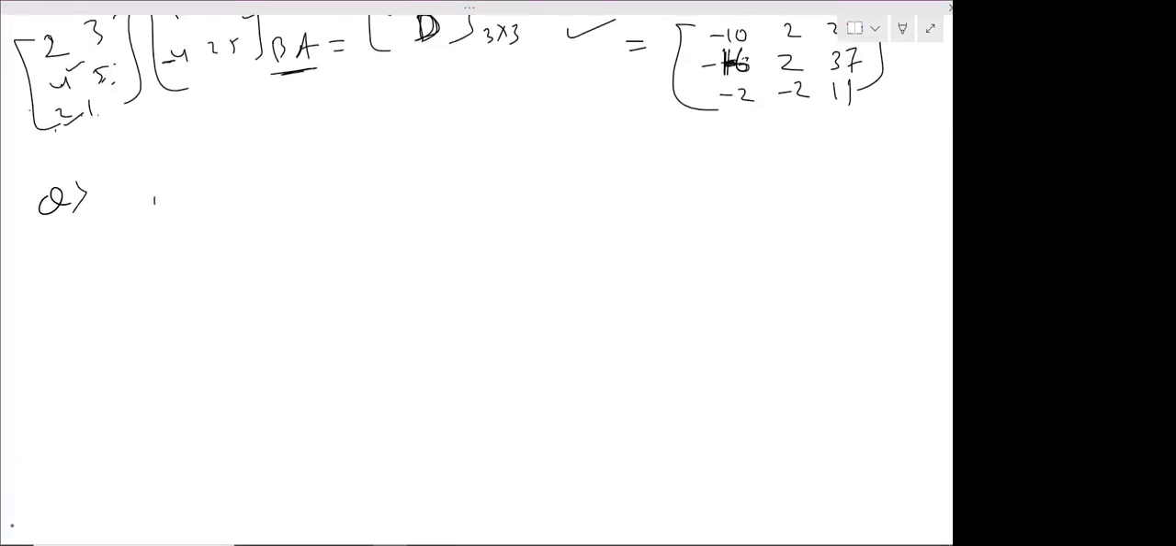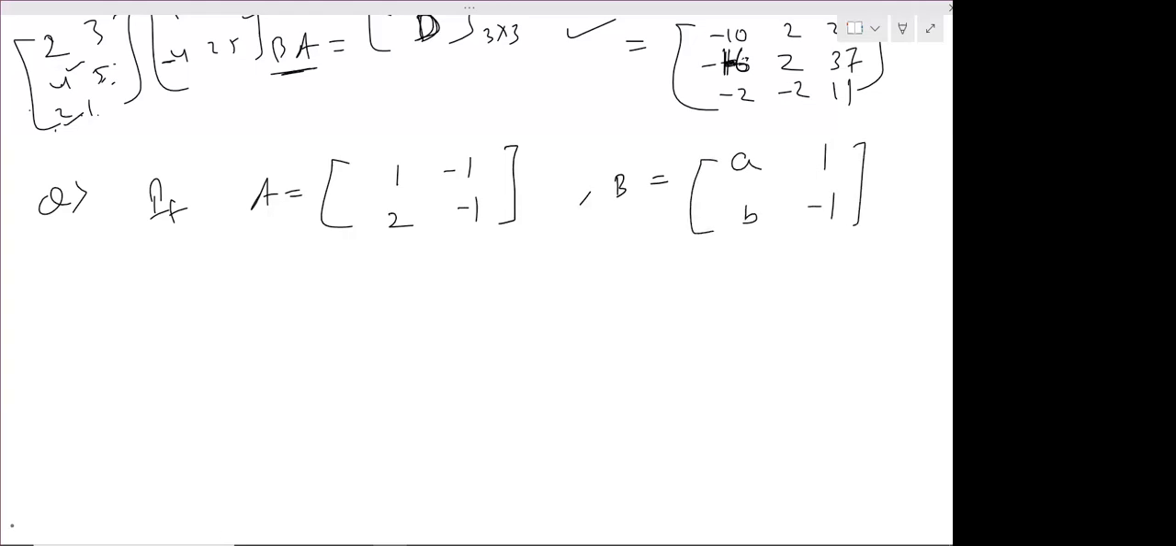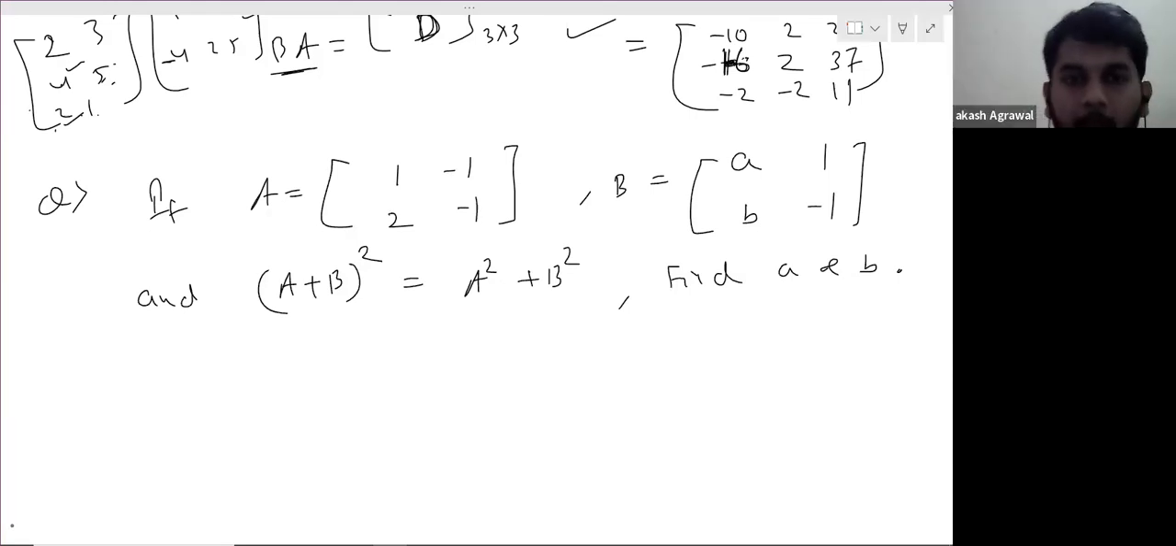They are saying, if A equals 1 minus 1, 2 minus 1, and B is A 1 and B minus 1, and (A plus B) whole square is equal to A square plus B square, this they have given, then find A and B. Okay. Can anyone tell me how to solve this? What is the method you have to follow?